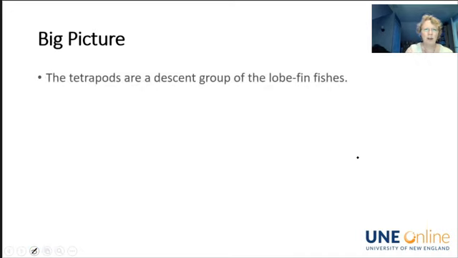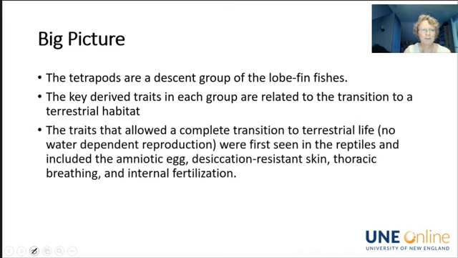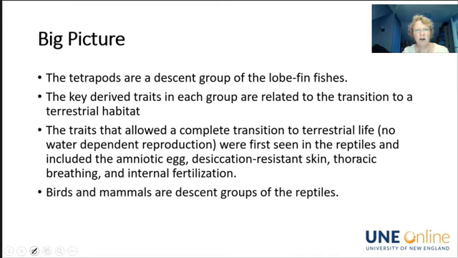So let's sum up with the tetrapods, our descent group of the lobe-finned fishes. Key derived traits in each group are related to the transition to a terrestrial habitat, so understand those. And the traits that allowed a complete transition to terrestrial life were first seen in the reptiles and include the amniotic egg, desiccation-resistant skin, thoracic breathing, and internal fertilization. And birds and mammals are descent groups of the reptiles. So I'll see you in our next lecture where we discuss humans.